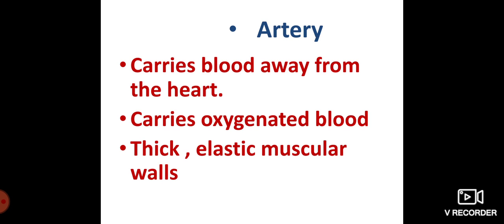So arteries are the blood vessels which carry blood away from the heart to different body parts, and they carry oxygenated blood. They have thick, elastic, muscular walls, and the blood in the artery flows with jerks. Okay, and next is veins.